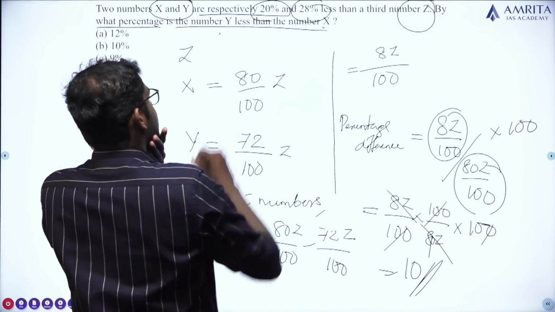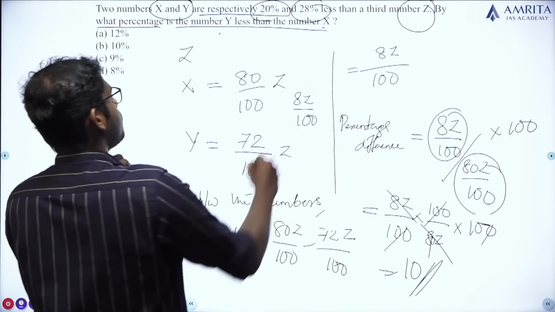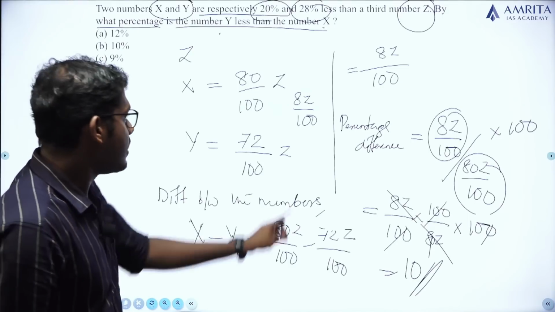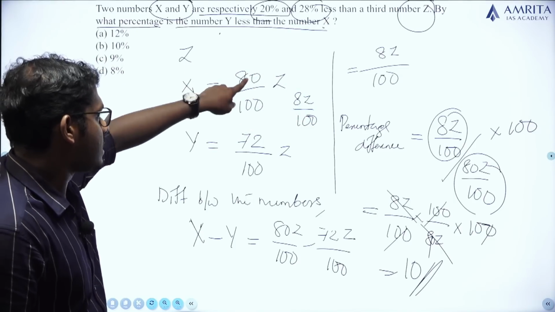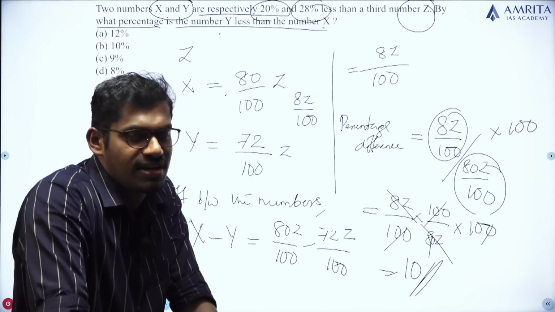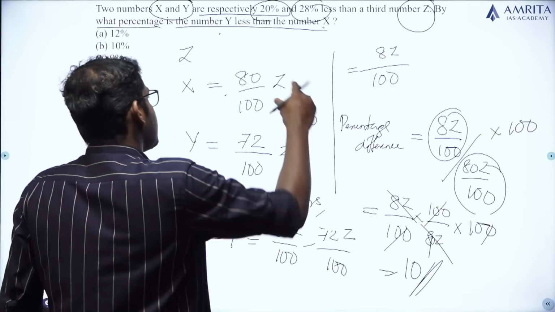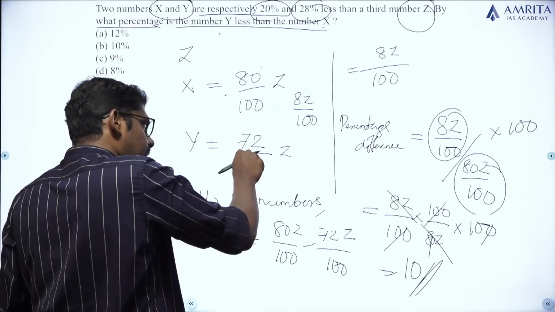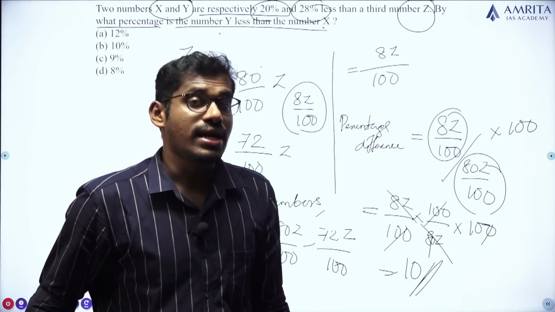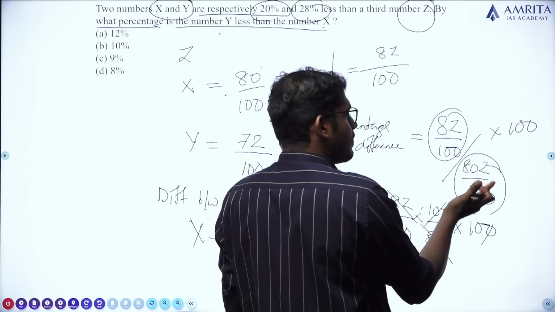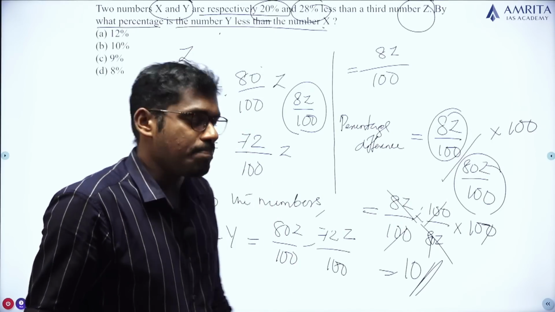For example, let us take, what is 10% of the number X? It is 8Z divided by 100. If this 10% is subtracted from X, 80Z by 100 minus 8Z by 100, we will get 72Z by 100, which is actually the value of Y. That is, either way, we can prove that the value of X is greater than the value of Y by 8Z by 100, and this 8Z by 100 is actually 10% of X. So 8Z by 100 divided by 80Z by 100, which is the value of X, into 100, the answer will be 10%. Clear? Okay. Moving to next question.